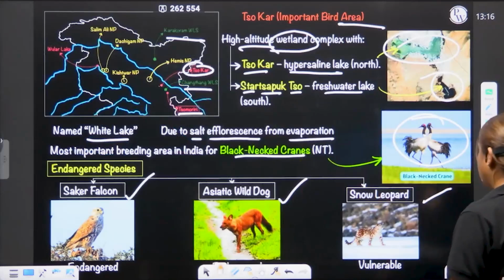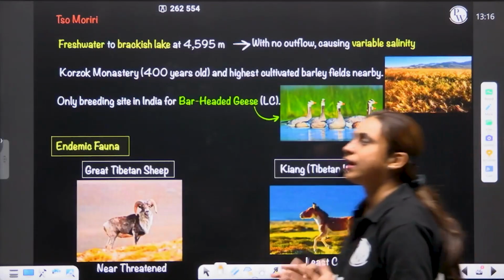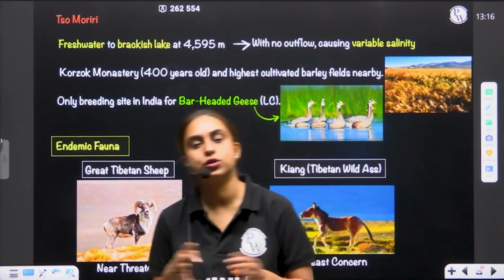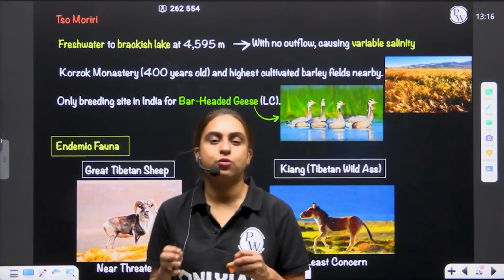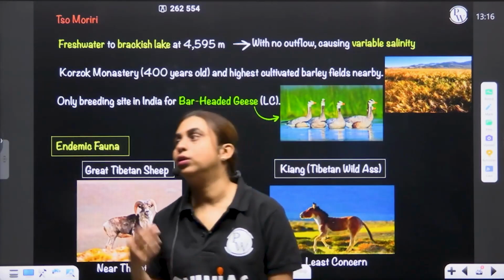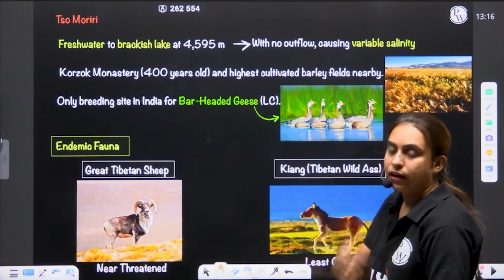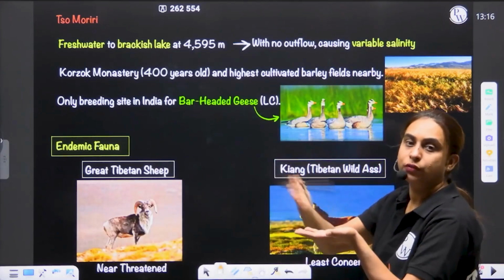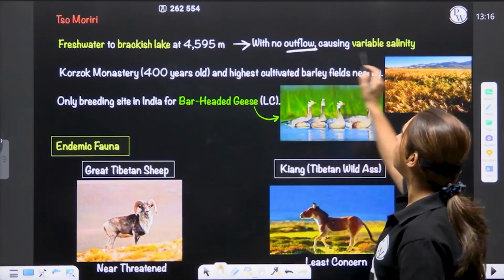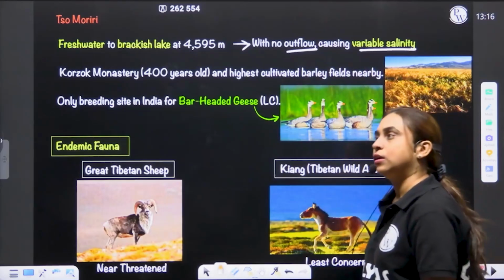If I talk about Somorori, it ranges. There is brackish water lake. There's also fresh water. So there is fresh water and brackish water mixing along the Somorori. But because there's no outflow, depending on the evaporation, you will have salinity. So with no outflow, there is cause of variable salinity.